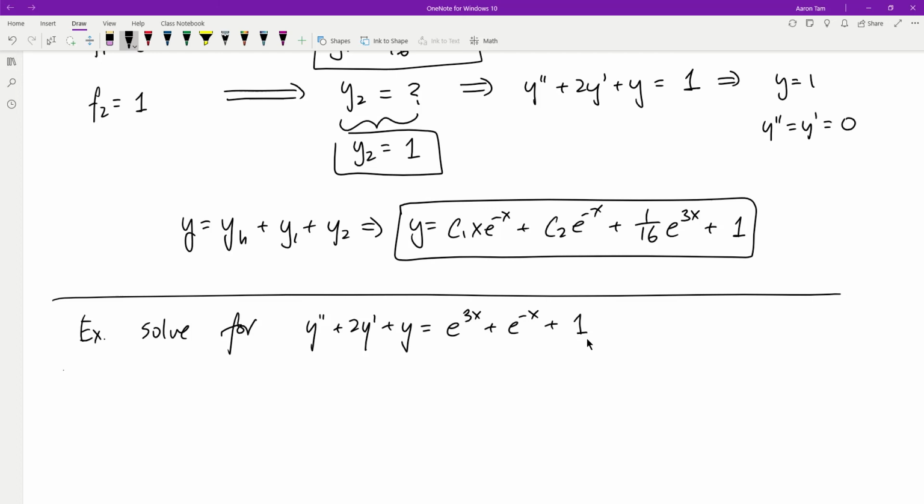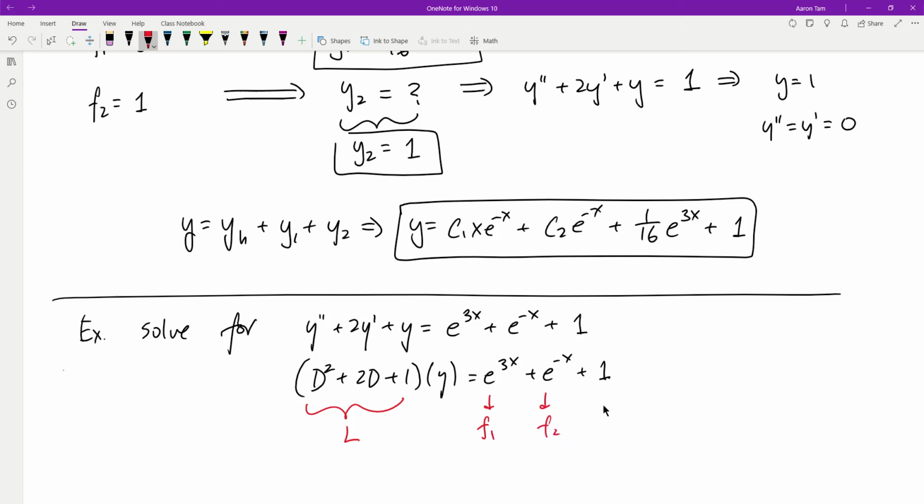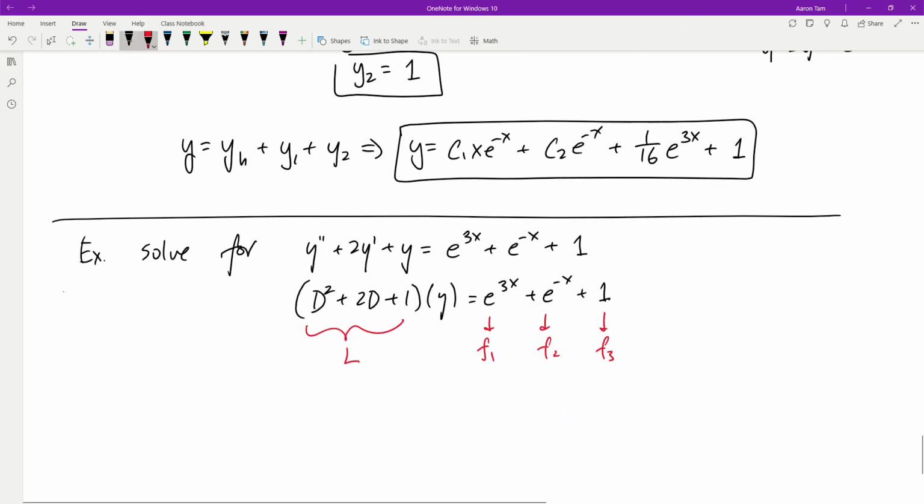And as a matter of fact, in this case, we already know what we need for e to 3x as well as 1. So the only thing we have to figure out is e to the negative x. So in here, once again, we're going to do the exact same thing. I'm going to write it into differential operator form. D squared plus 2D plus 1 of y equal to e to 3x plus e to negative x plus 1. Okay. And I'm going to identify that this is my L. This is my F1. This is my F2. This is my F3.